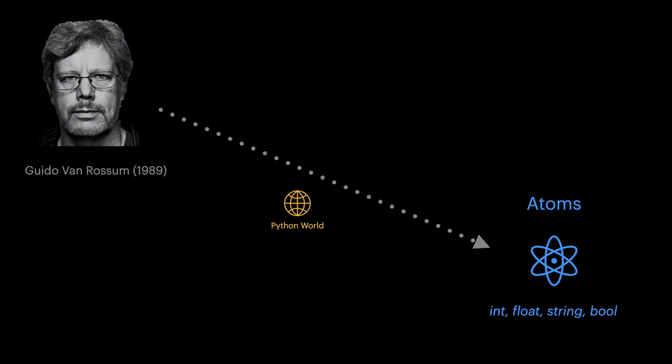We credit Guido van Rossum with creating the Python programming language on or about 1989. But we are going to think of Guido van Rossum as creating the Python world. He will create the world in stages, beginning with atoms. On day 1, Guido creates the Python world.